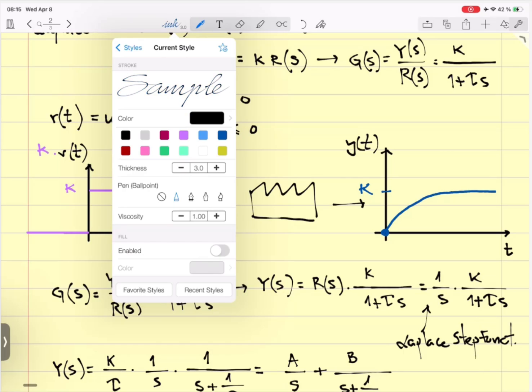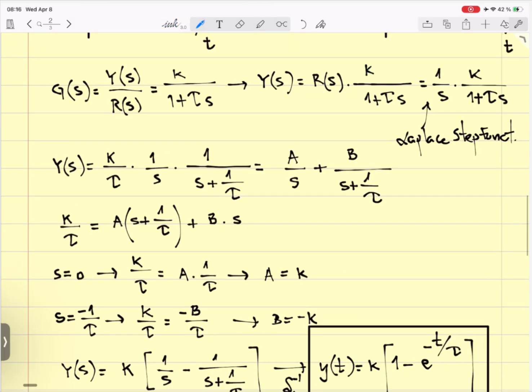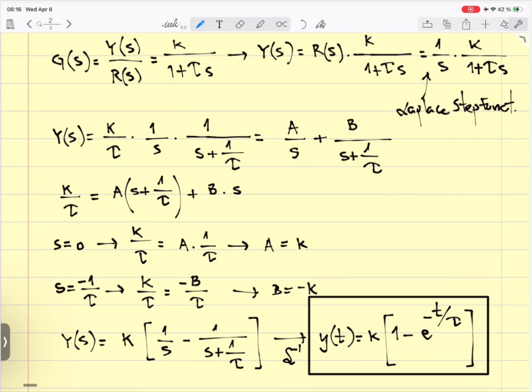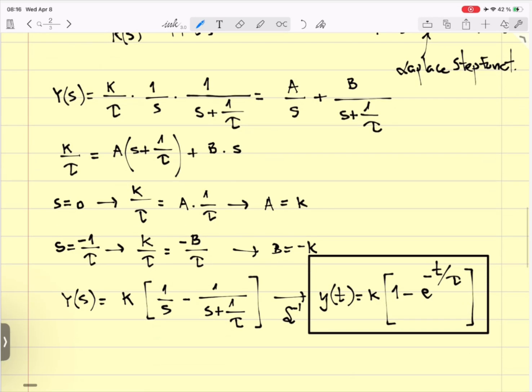Okay, so this is our first important result. Do you have any questions on the way I solved this? So we called k the static gain, and we called tau the time constant, how fast the system reacts. Okay.